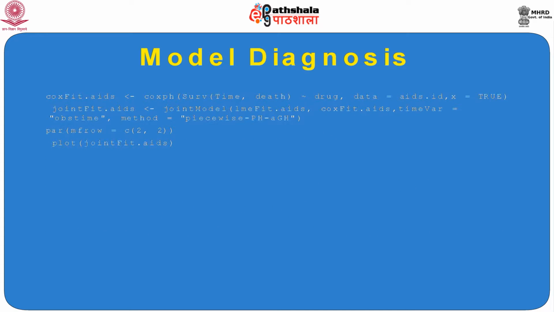So now we will go for some modifications here, where, in addition to the CoxFit.aids that we have seen earlier, we are going for another function called joint model, and into joint model we are calling the LMEfit.aids that we put earlier before the CoxFit.aids. Now we are calling this LMEfit.aids and CoxFit.aids, assigned with obs times as a time variable, and the piecewise proportional hazards method is considered.